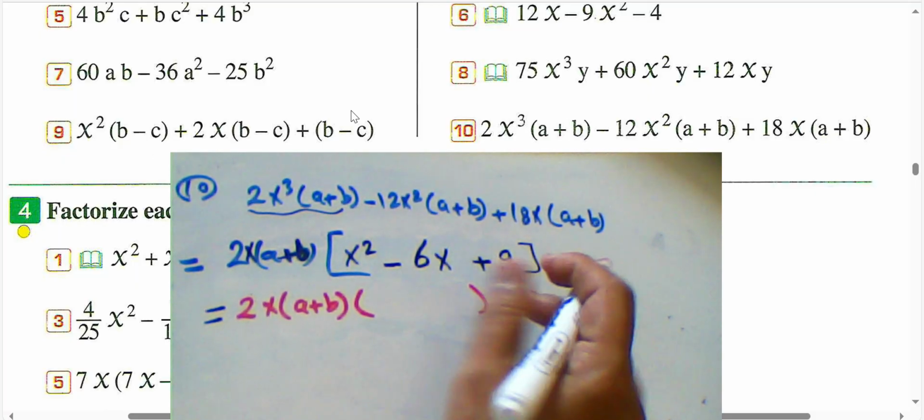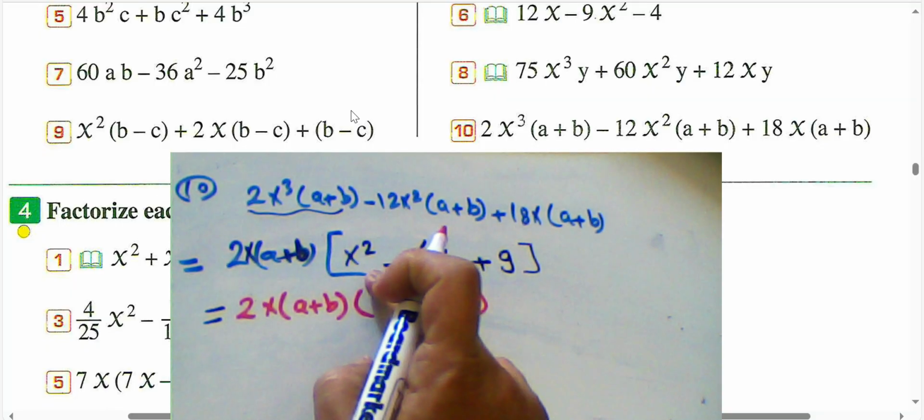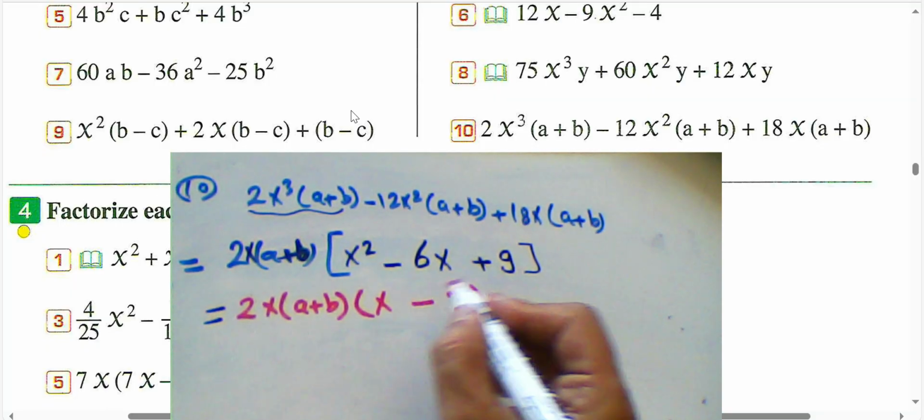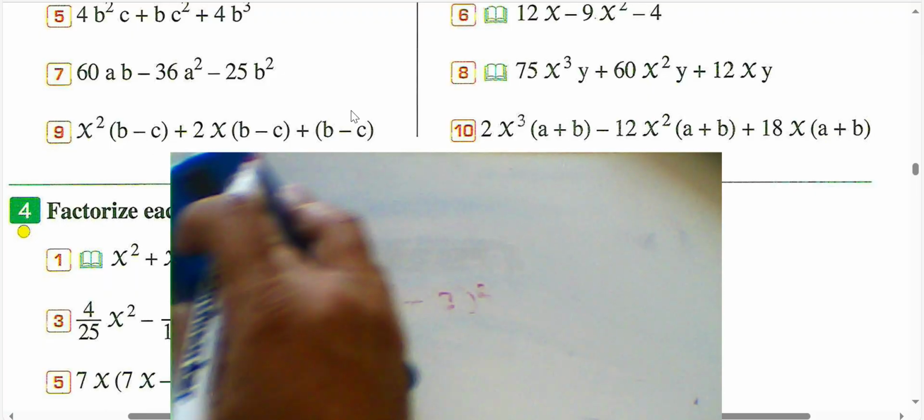And then this expression we call it perfect square. We can find the square root of the first, it will be x, and the third, square root of 9, and the sign here, and write power 2 up.